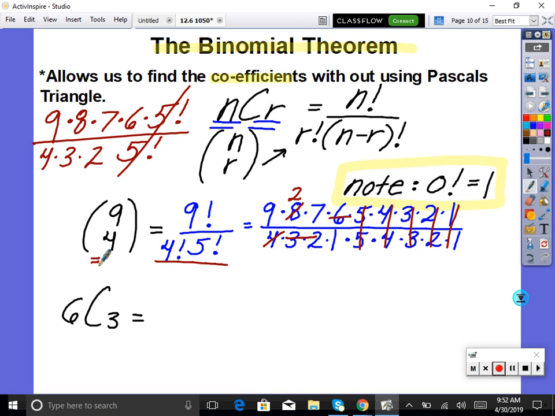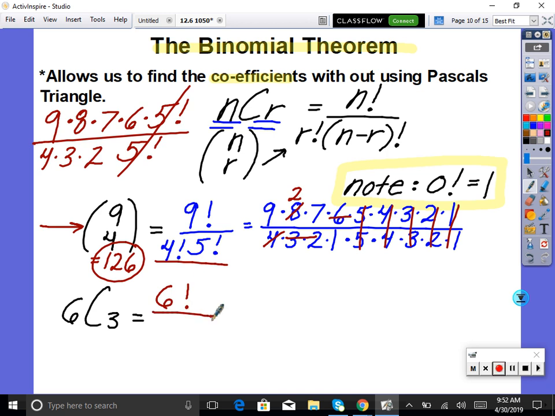So 18 times 7. So 126, and then it was divided by 1, so we don't need to write that. So 9 choose 4 calculates to be 126. So you'll see where we use this in just a second. Right now we're learning how to do the formula. So let's do 6 choose 3. So how would we write it?